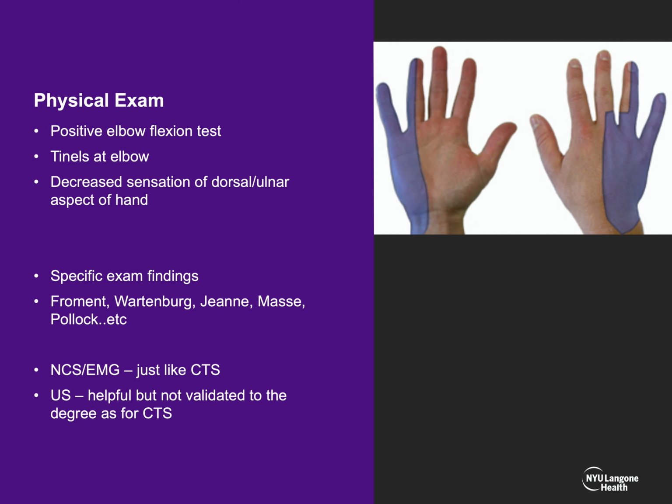Specific exam findings. You will have a tremendous amount of specific exam findings for ulnar nerve pathology. I don't think they'll ask you about this, but Froment's, Wartenberg, Gian, Moss, Pollock. Honestly, I don't know what a Gian, Moss, and Pollock examination are for ulnar nerve. It's not important. Froment is when you pinch paper. Are you compensating, and are you now using the FPL because the adductor isn't working? That's a more common one.